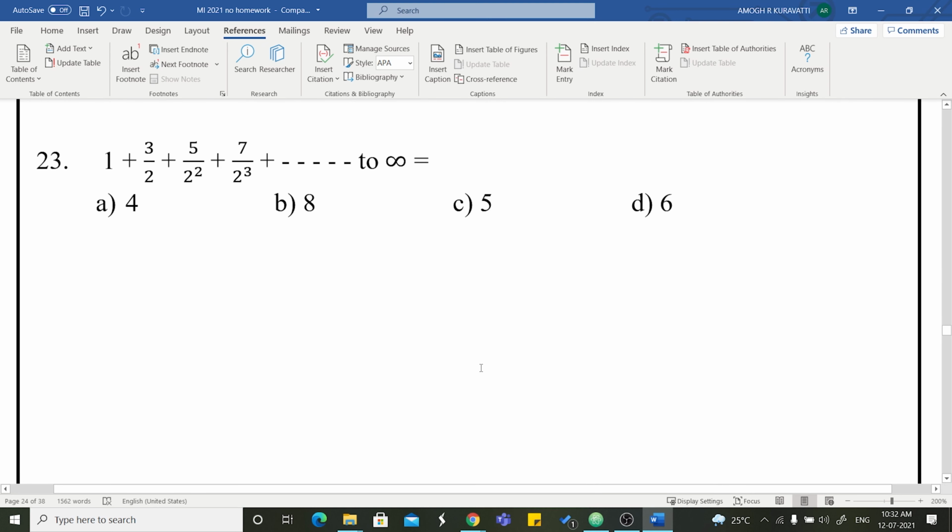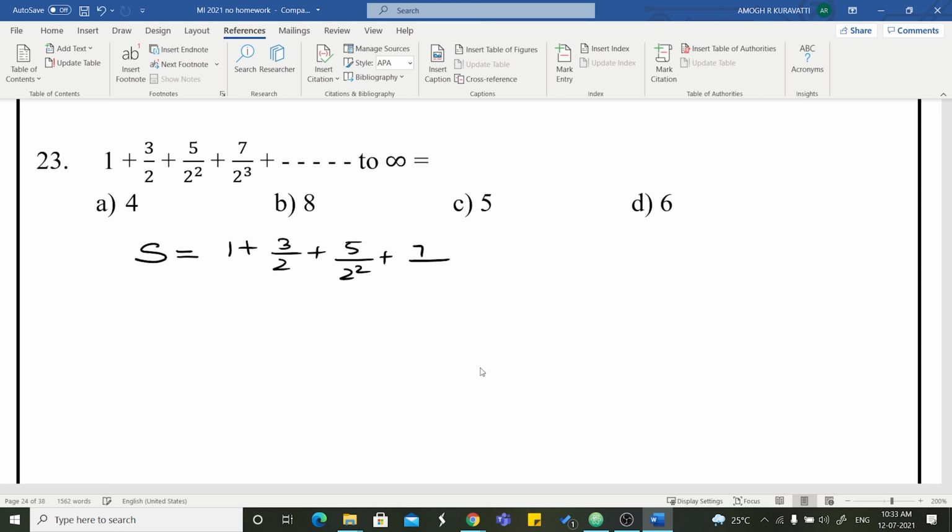Next: 1 plus 3 by 2 plus 5 by 2 square plus 7 by 2 cube and so on to infinity is equal to. Here the trial and error method is not possible because infinity is given. So given data, let S is equal to 1 plus 3 by 2 plus 5 by 2 square plus 7 by 2 cube and so on to infinity.